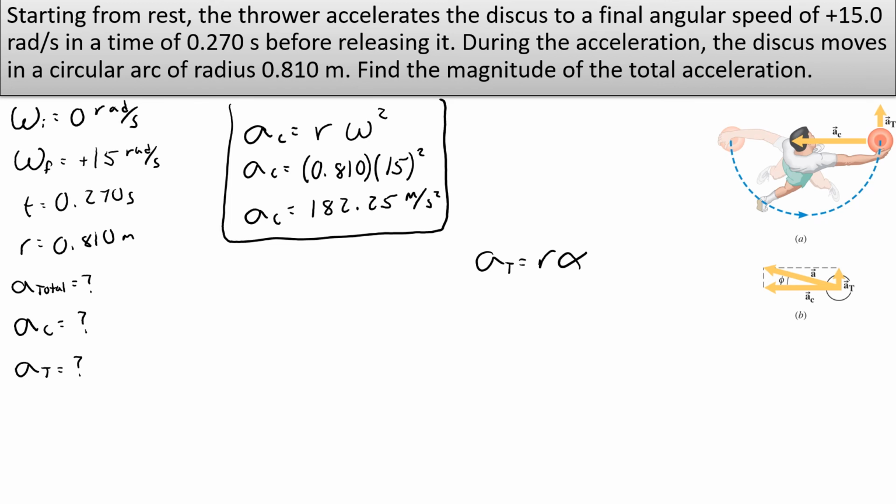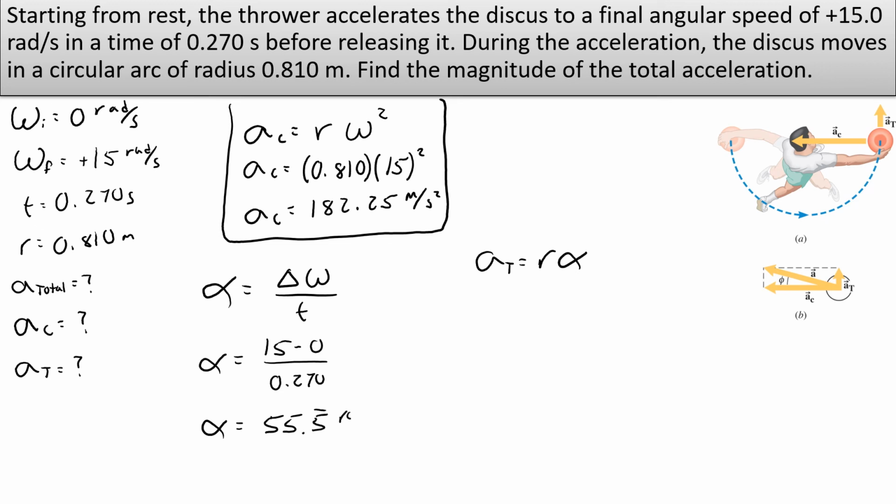Yes, we can. Okay, so the angular acceleration is equal to your change in angular velocity with respect to time, which is the final minus the initial over 0.270. Your angular acceleration is 55.5 repeating radians per second squared. Then we just plug that in to our formula over here.